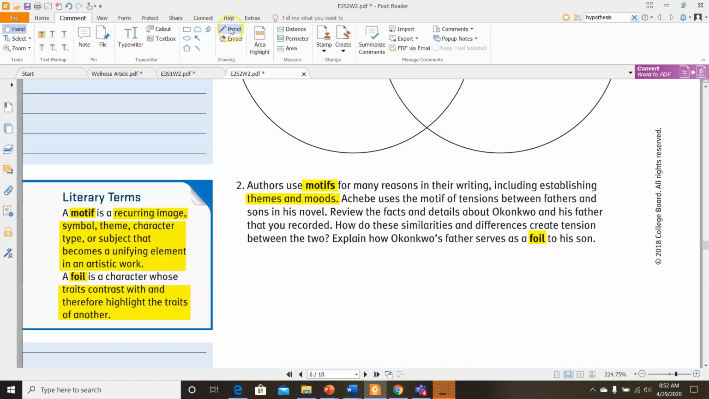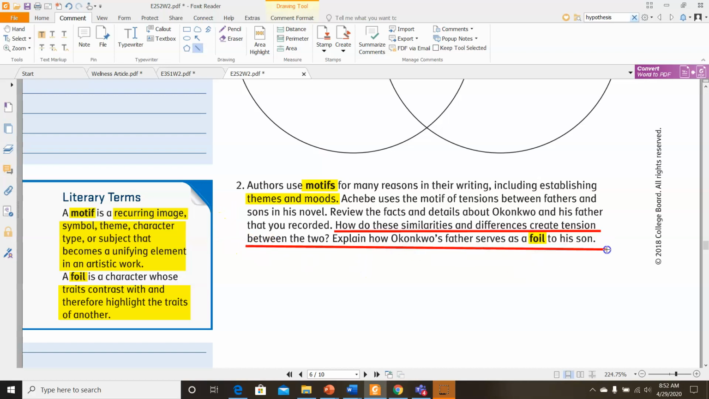You have these 2 parts of the question to answer. First of all, you have to answer, how do these similarities and differences create tension between the two? And then the second question you have to answer is explain how Okonkwo's father serves as a foil to his son. So how Okonkwo and his father are foils to one another.